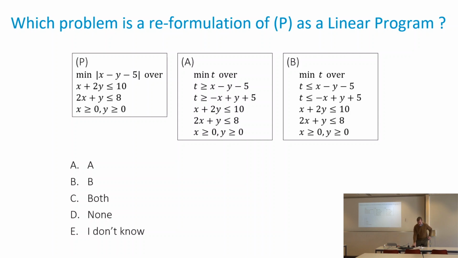Last question to check this understanding. Here, I'm giving a problem P, which is the absolute value of x minus 1 minus 5. I have to minimize this, so that's the L1 norm, the distance between x minus 1 and 5, but not the squared distance, or the Euclidean distance, the L1 distance, subject to these linear constraints. And I'm saying this is obviously not a linear program because of the absolute value, that's nonlinear, but I try to transform it in this or that. Is any of the two equivalent to P?